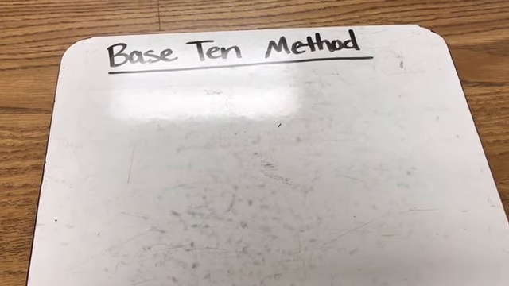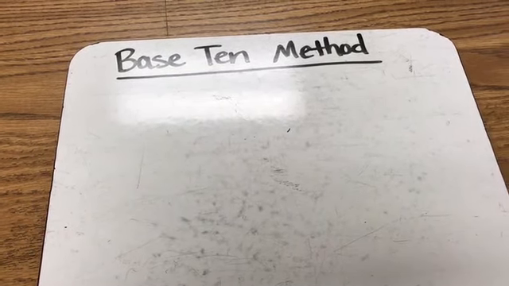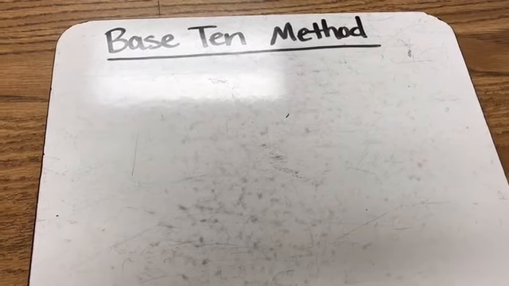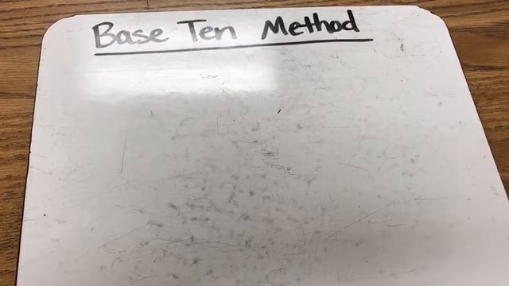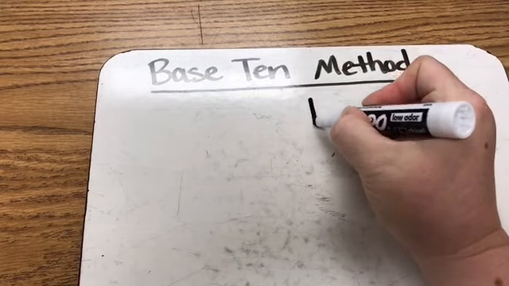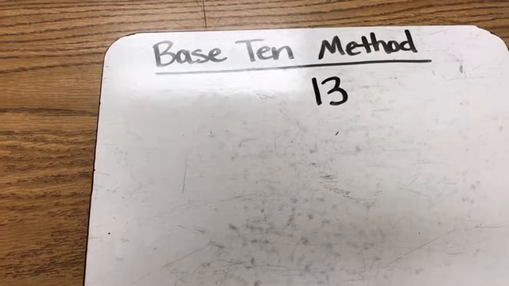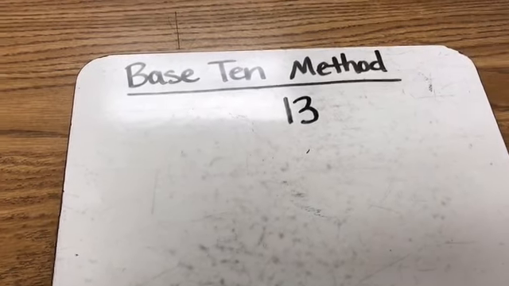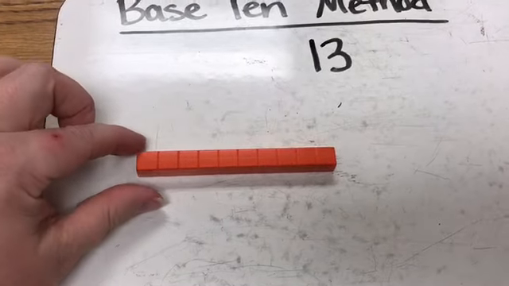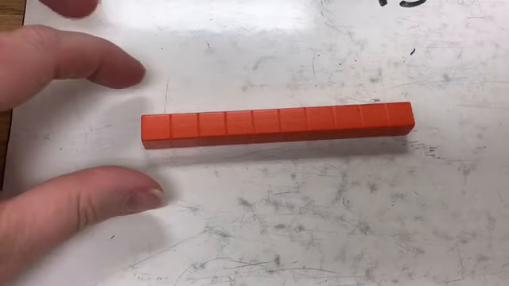Okay, class, so here we have the base 10 model that we learned today for multiplication. So we're going to review a little bit on how to use base 10 blocks to make a number. So we start out, I'm going to give you the number 13. So in order to make the number 13, you would use one long.